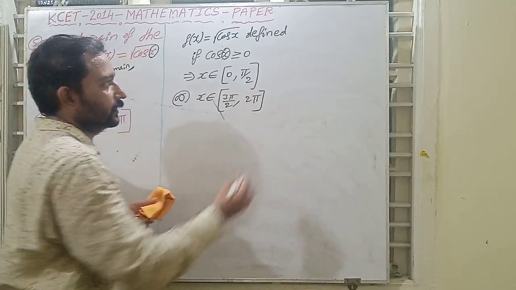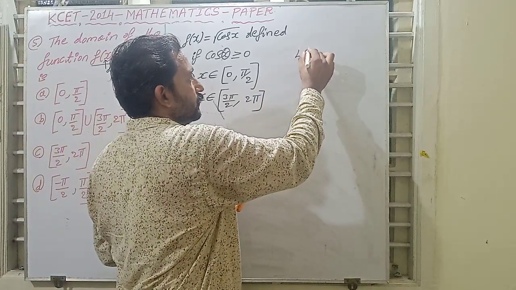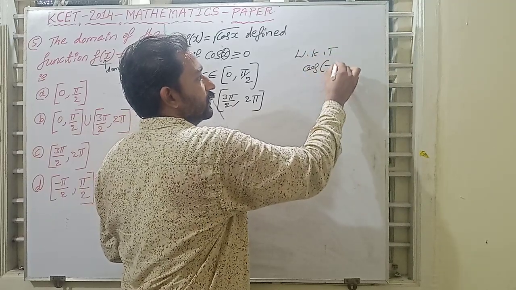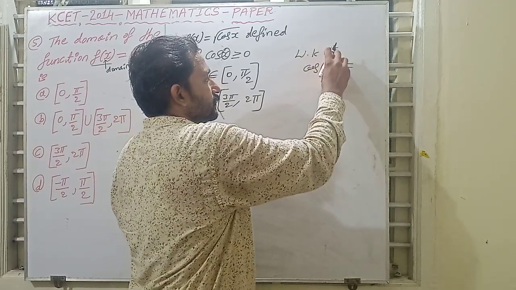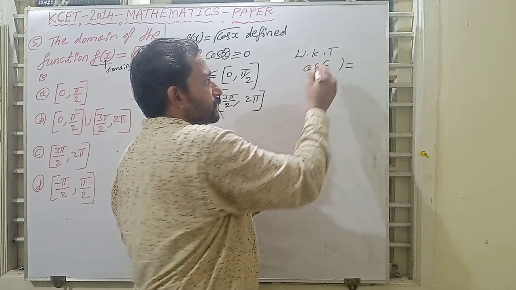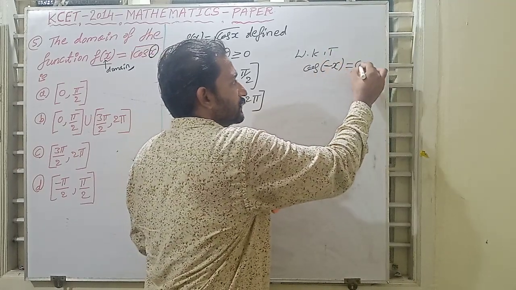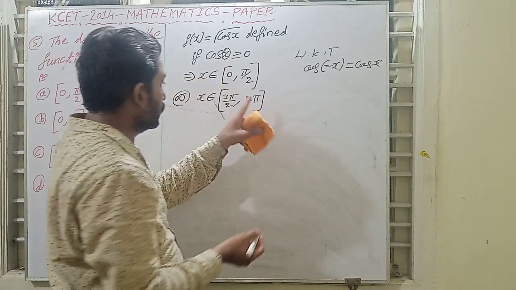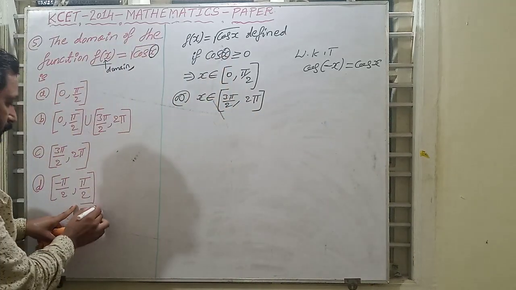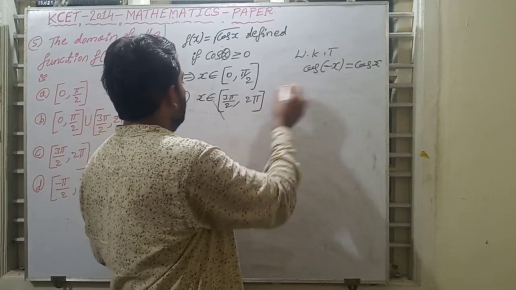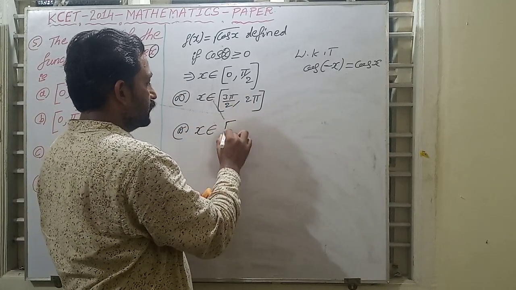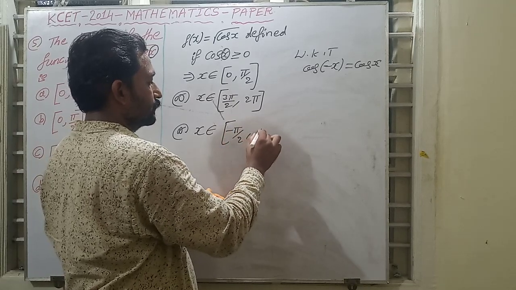We know one more concept: cos of minus x is equal to cos x. Hence cos of minus pi by 2 to pi by 2 is also positive, so x belongs to minus pi by 2 to plus pi by 2.